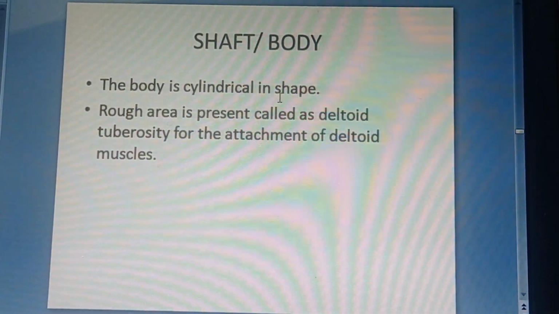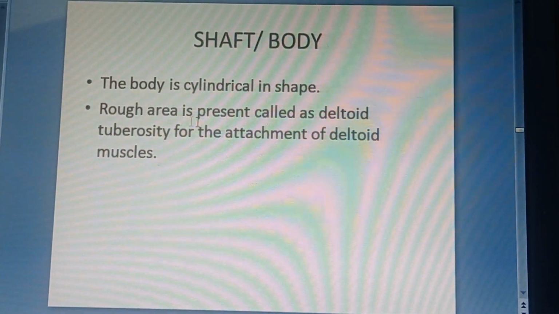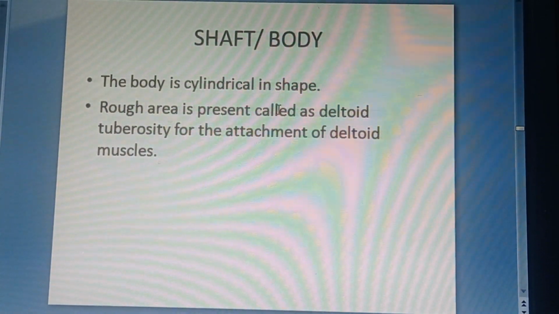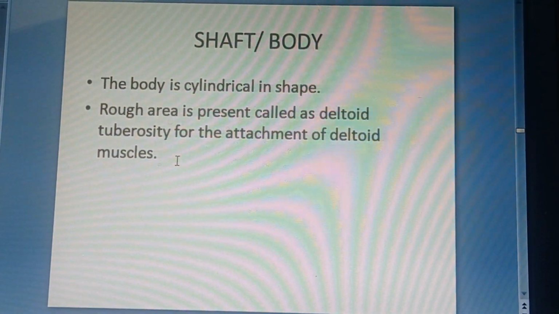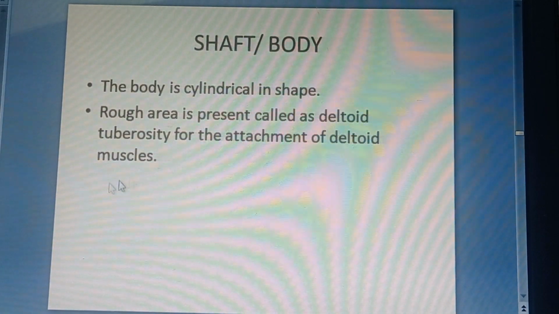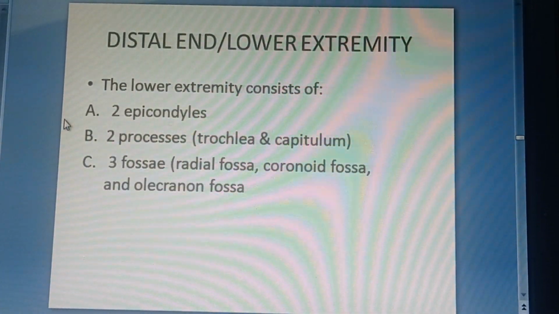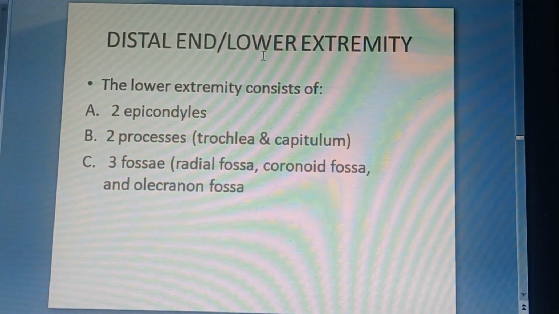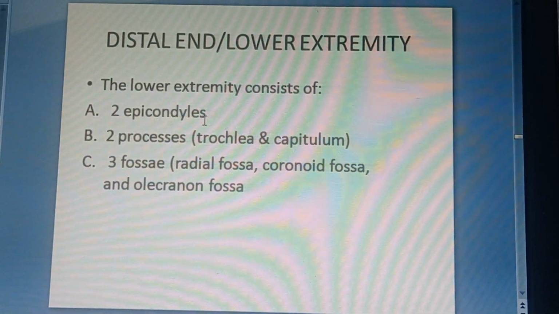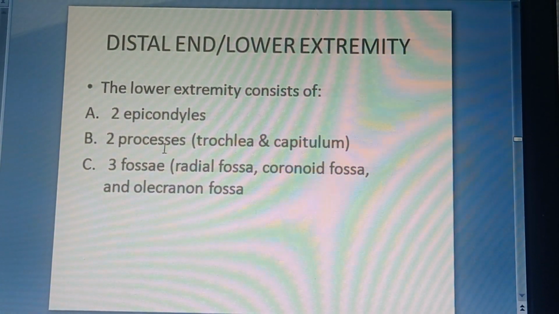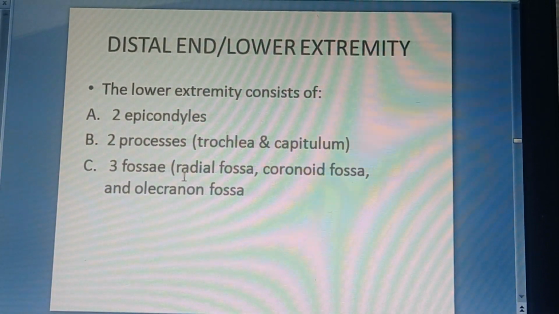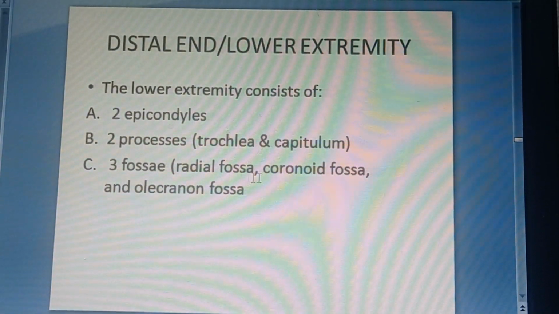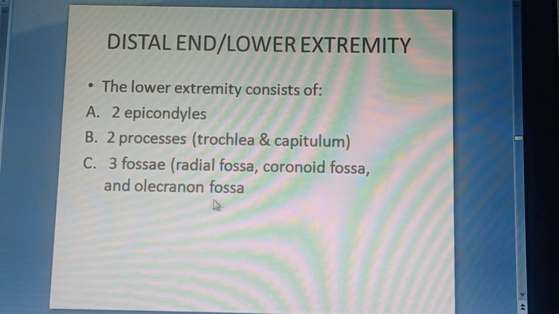Shaft or body is cylindrical in shape. Rough areas present in the shaft or body we call the deltoid tuberosity, which is for the attachment of deltoid muscles. And at the lower extremity, the distal end, 2 epicondyles are present, and 2 processes named trochlea and capitulum. 3 fossae are present: radial fossa, coronoid fossa and olecranon fossa.